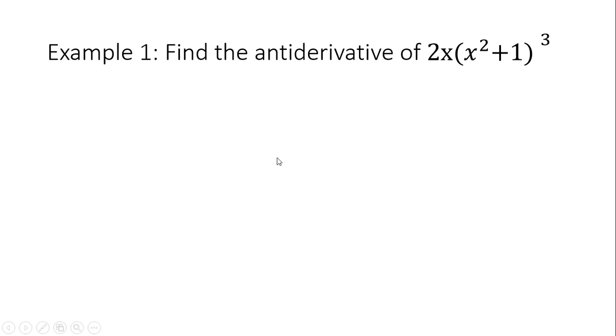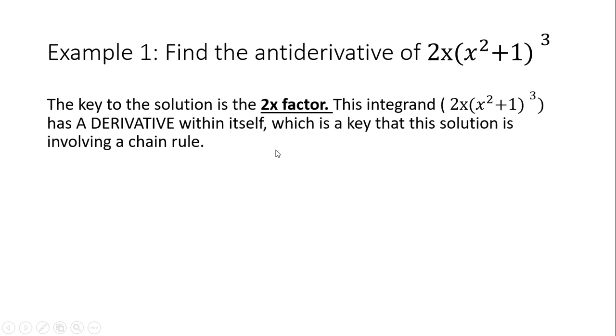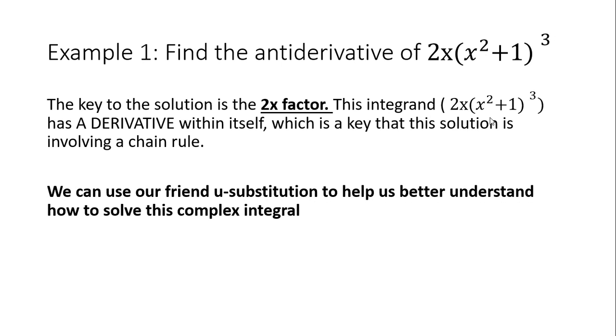The key here is that this 2x factor is the derivative of this inside function here. So this is a key that we have a chain rule happening here. We can use our friend u substitution to help us better understand this complex integral. This is what we are aiming to solve.